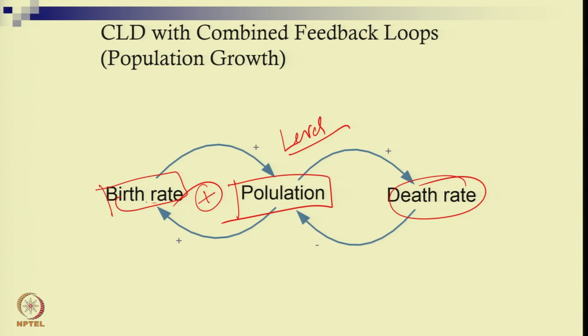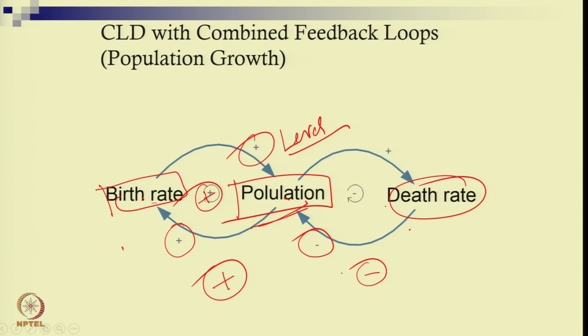Look at here, plus: the higher the birth rate, the higher the population, and the higher the population, the higher the birth rate. Look at here, the CLD diagram, causal loop diagram. But look at here, the higher the population, the higher the death rate, and the lower the population. So this death rate reduces and controls your population. So if this is a reinforcing, enhancing loop, this is a balancing loop, because this loop controls your population, and this loop enhances and increases your population.